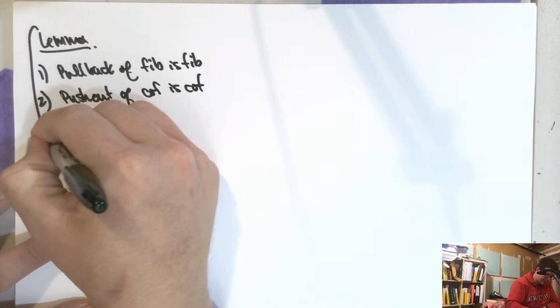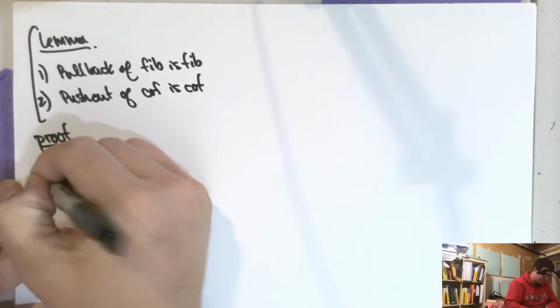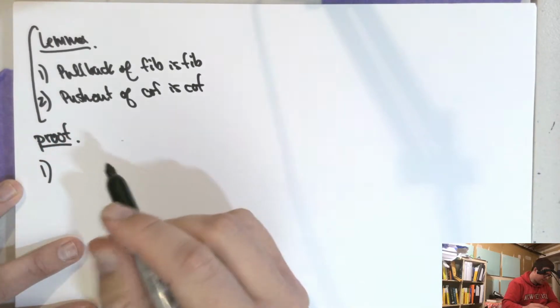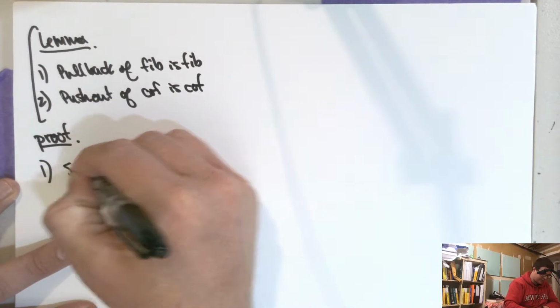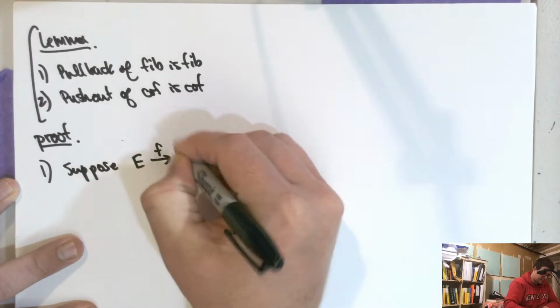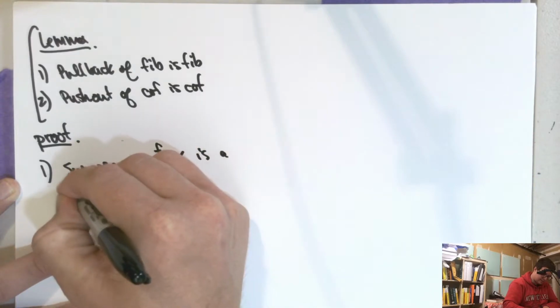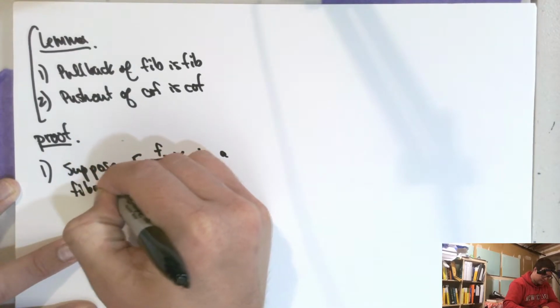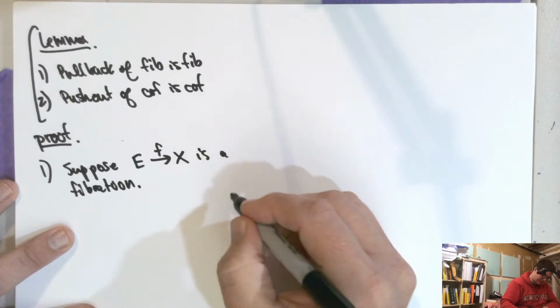Okay, so let's do the proofs. The proofs are really easy, but they're a good exercise in basic category theory, right? For the first one, we suppose we have a fibration. So this thing is a fibration, and what we'll do is we'll pull it back.